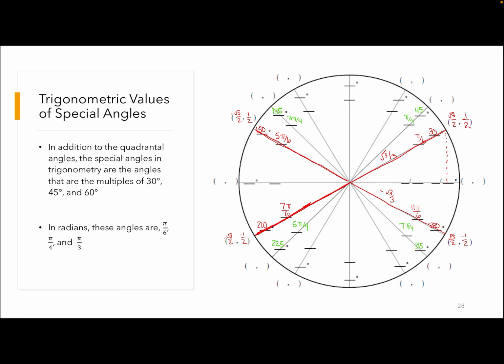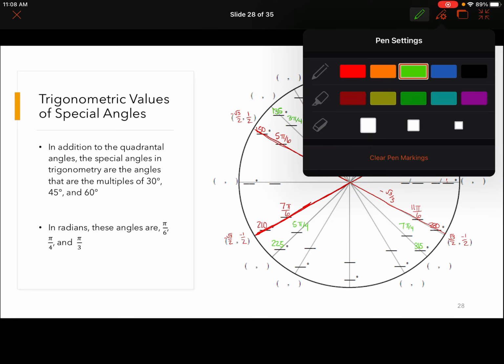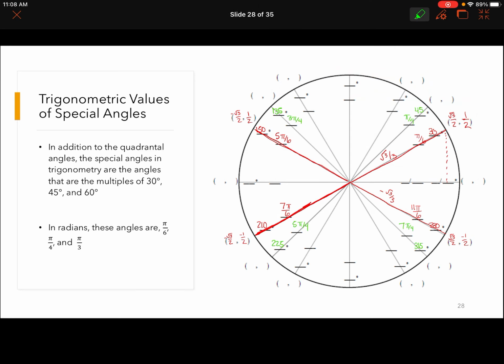So now we're going to just highlight all of these in green. Let's use a highlighter instead. Hopefully that goes quicker. All right, so all of the multiples of pi over 4 or 45 degrees are going to be on this green angle.